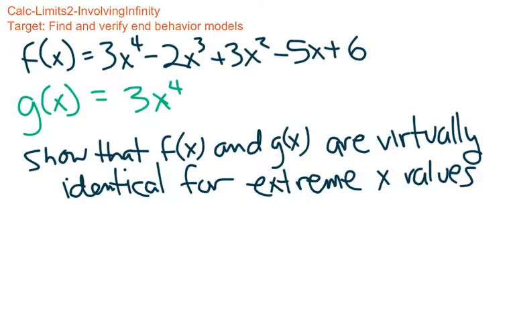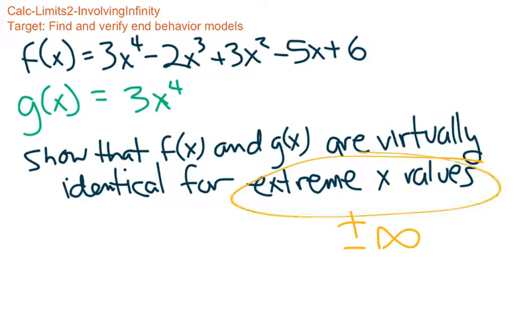So here we go. f of x is some crazy function that when you graph it in your calculator, it's a quartic function. It's sort of parabolic in nature. So I'd recommend that you graph that in your calculator now, and g of x is quite simpler. So what we want to show is that even though these are really different when we look at a small window, they're virtually identical for extreme x values, like positive and negative infinity. Okay, so that's the extreme values.